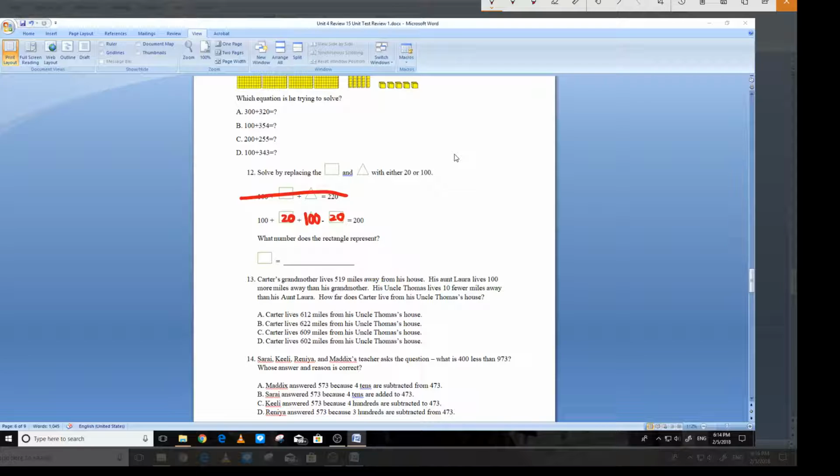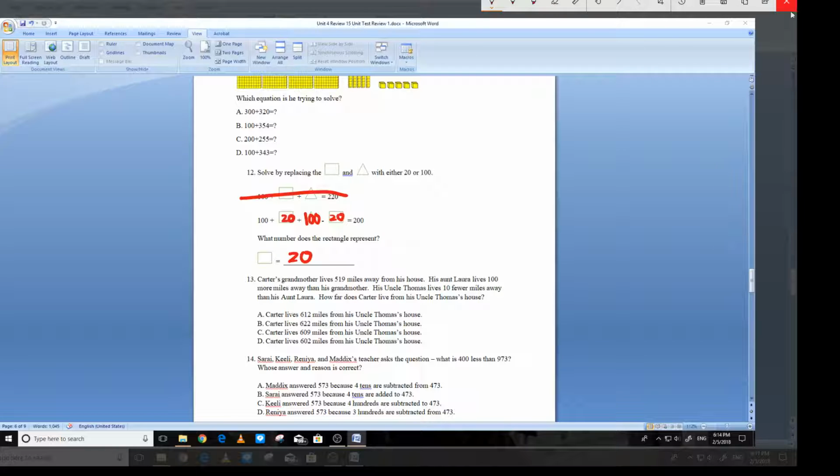So what value does the rectangle represent? 20. Make sure you write 20 here, not inside the rectangle here, okay? That would be incorrect. I want it here. There's a line here. Please use that line. So again, this would be wrong. We're not using this, okay? Okay, thank you so much.